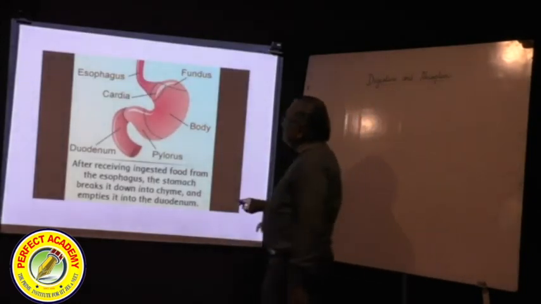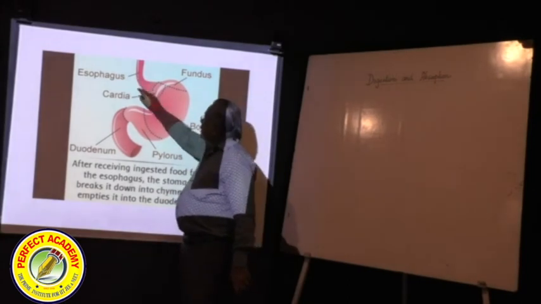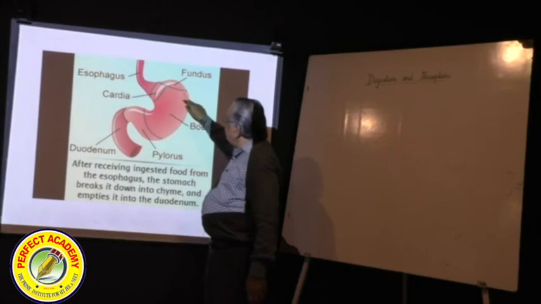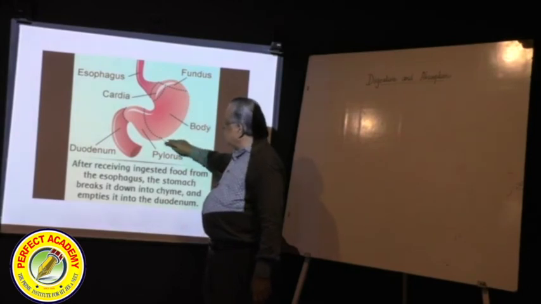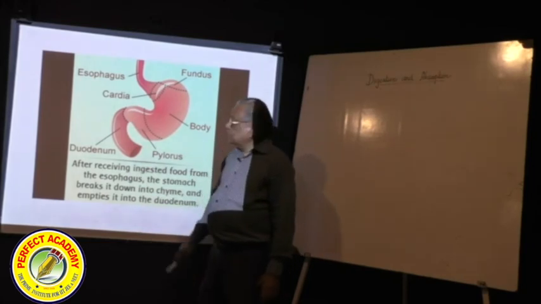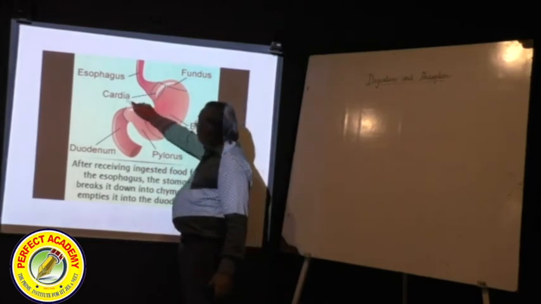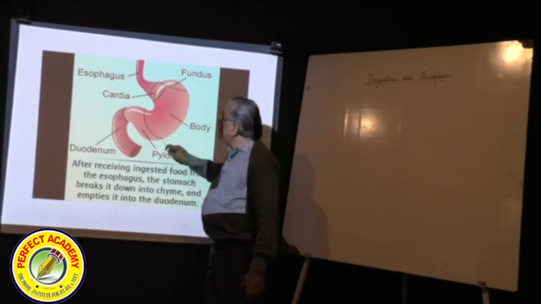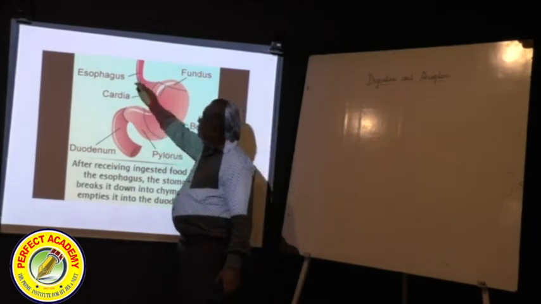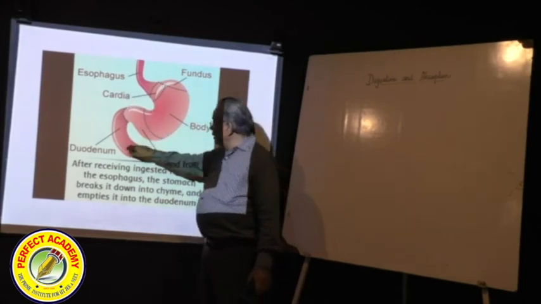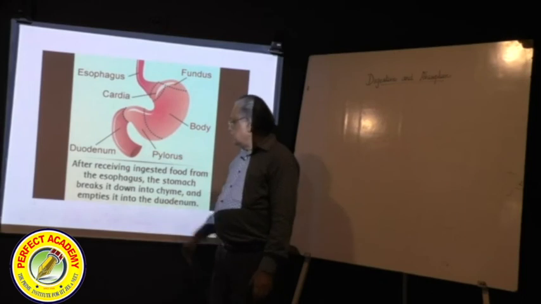Here you can see the picture. The esophagus opens into the cardiac region, and then this part is called the fundus region and the pyloric region. They will open into the duodenum. So here the names are cardia portion, fundus region, and pylorus region. The region associated with the esophagus is the cardia, and the regions which open into the duodenum are the fundus and pylorus.